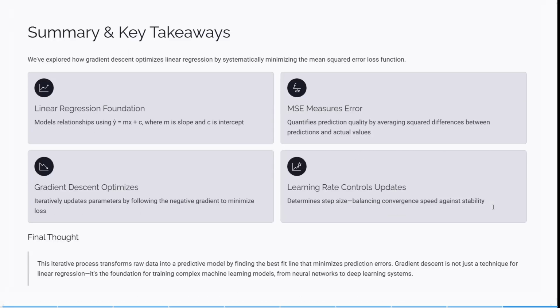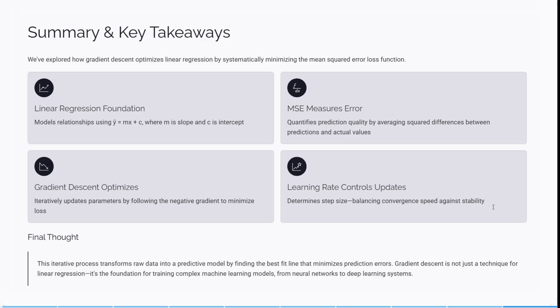So let's have a recap. We learned about linear regression using model data and the equation y cap = mx + c. The MSE loss function measures the prediction error objectively. Gradient descent minimizes MSE by iteratively updating m and c in the direction of the steepest descent. The learning rate controls step size, balancing speed and stability. Together, this process gives us the best fit line, a powerful tool for prediction.